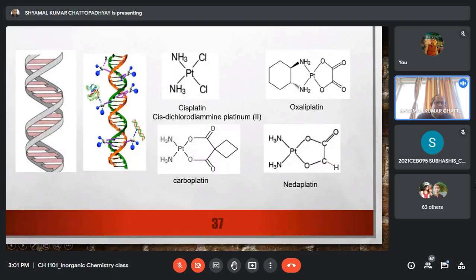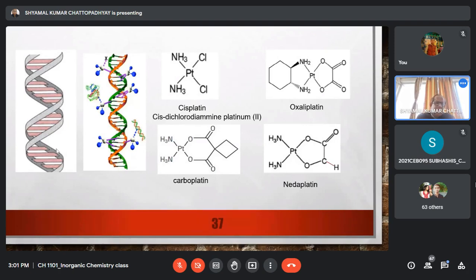Adenine, guanine, cytosine, thymine, etc., which are responsible for this kind of complementary hydrogen bonding, and this hydrogen bonding holds the two strands of the DNA together. Now, what is the objective of the metallo-cancer drugs?